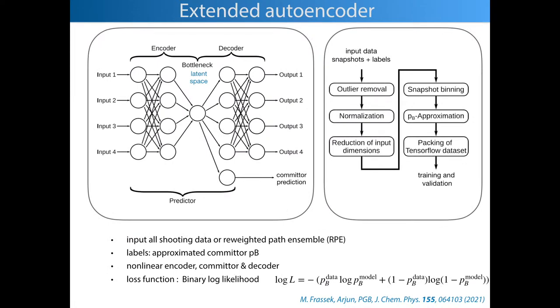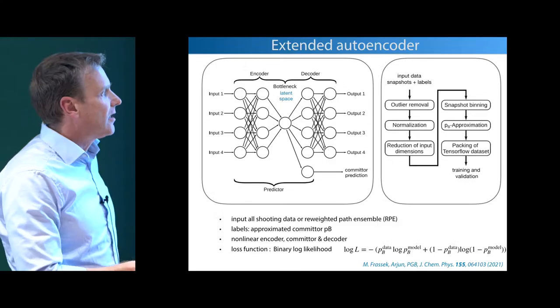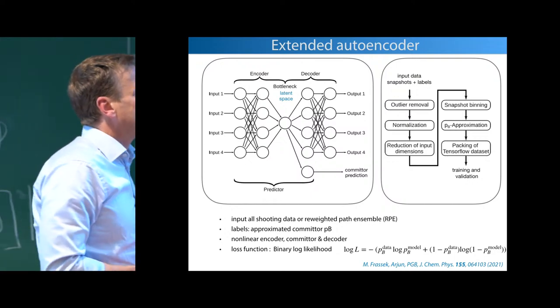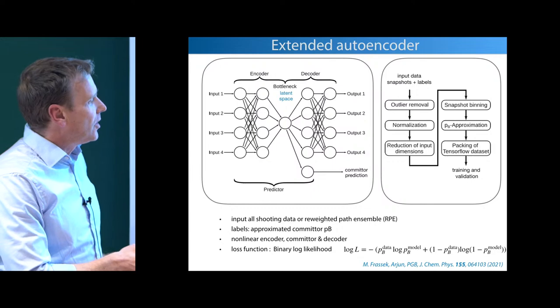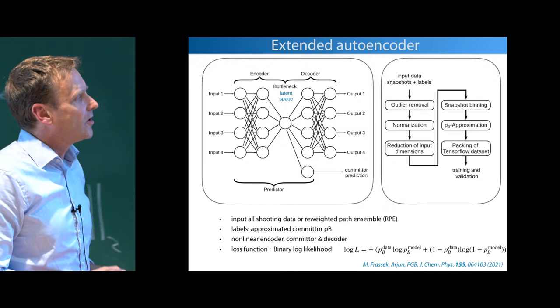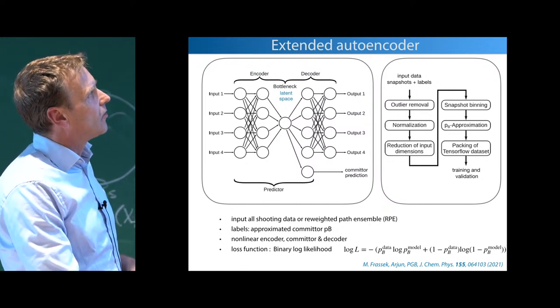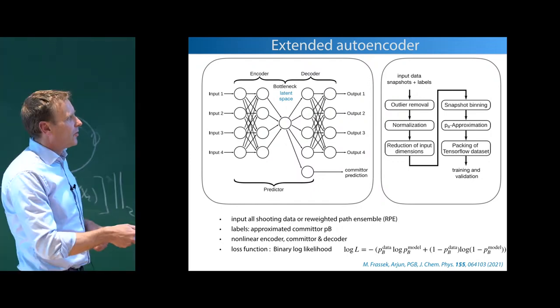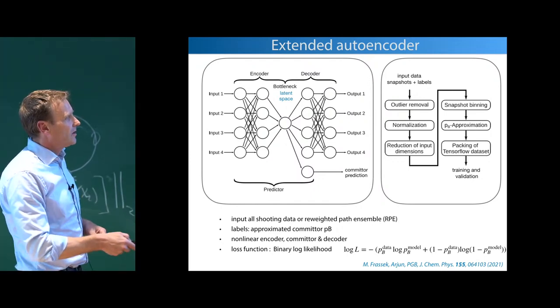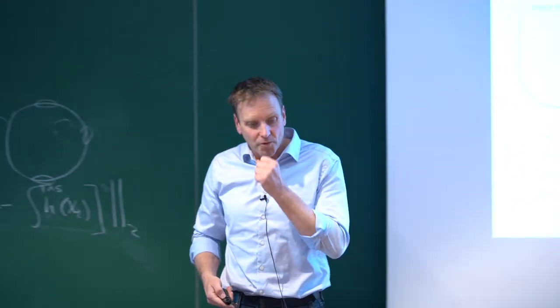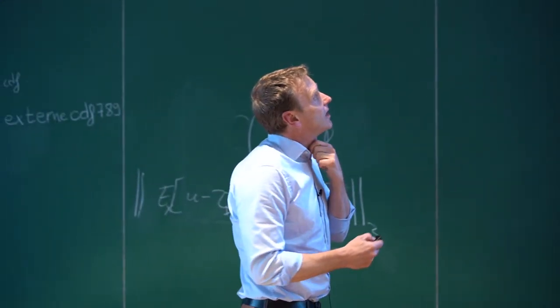Now, we use all inputs from the path sampling, all the shooting data, and we can even use the reweighted path ensemble data. So this is all data that is available. We use the approximated committor, which is just a projection of the data on the set of input features. We use a nonlinear encoder, a nonlinear committor, and a nonlinear decoder, and then a binary log likelihood for the loss function. And then we do optimization. And something that comes out is as follows.